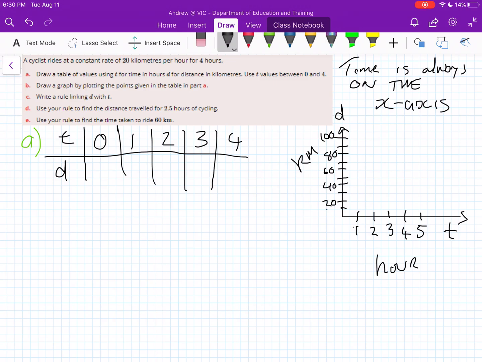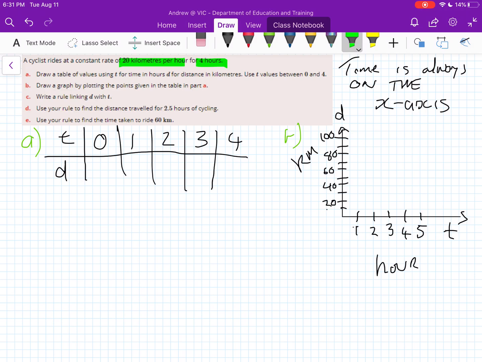G'day, so in this we are looking at application of straight line graph, specifically a distance and time graph. So I've just done a bit of setup on parts A and B to save a bit of time. So with this, we've got a cyclist rides at a constant rate of 20 kilometers per hour for 4 hours. So we've got a few parts to this question.